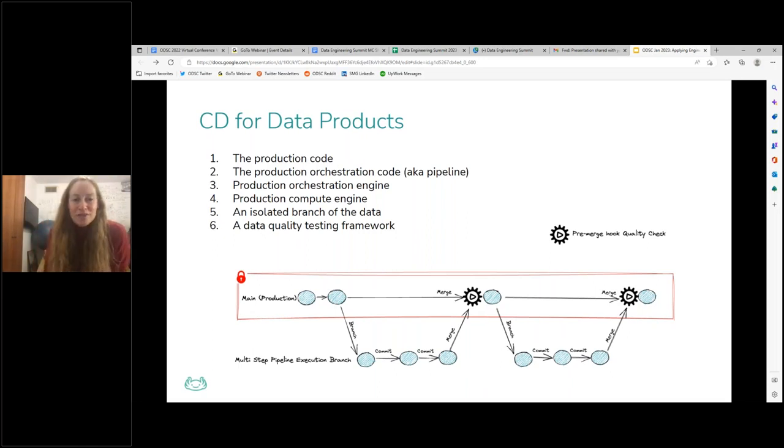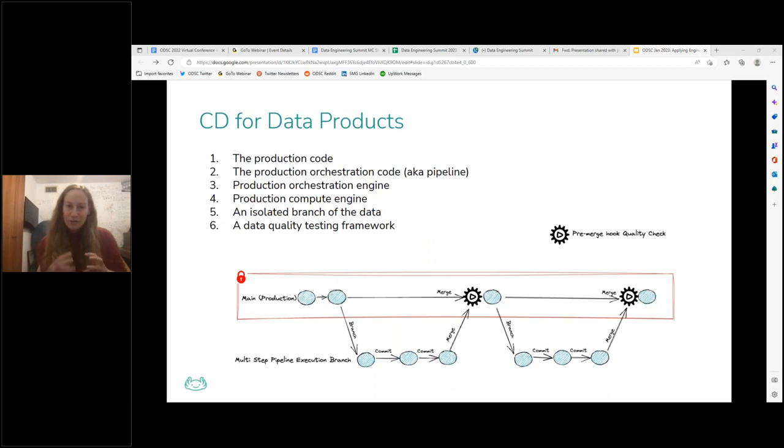So, continuous deployment for data products. That is not very intuitive to some data practitioners and software engineers, because this is a situation where the production code is the production code. We don't need a version of it. We are using production code. It's deployment of data. We are using the production orchestration because we are running in production, and we are using the production compute engine. What we want to have continuous deployment of is new data.